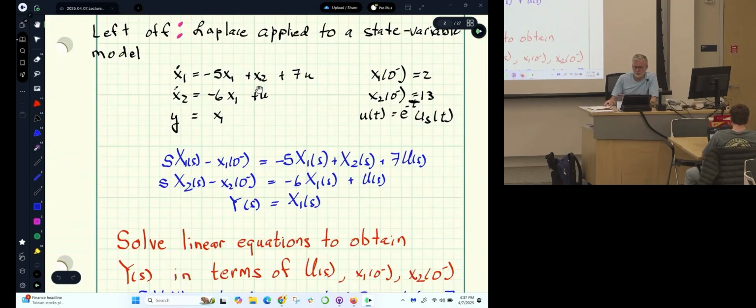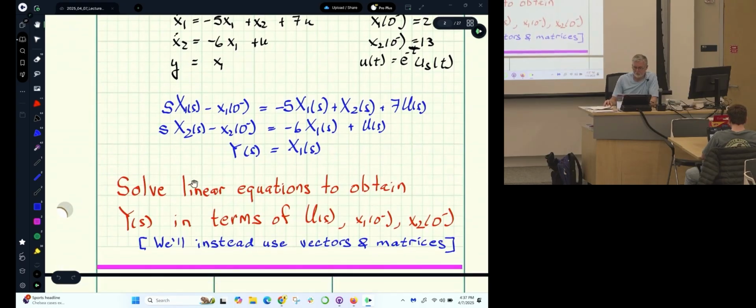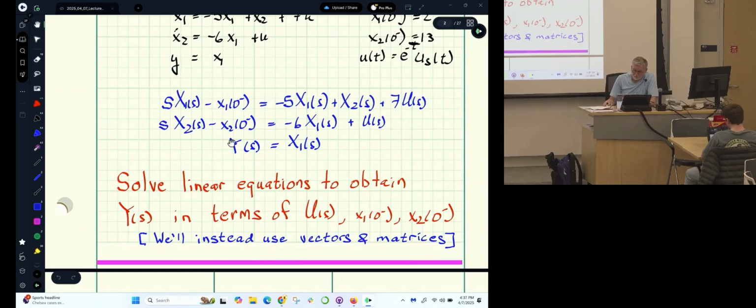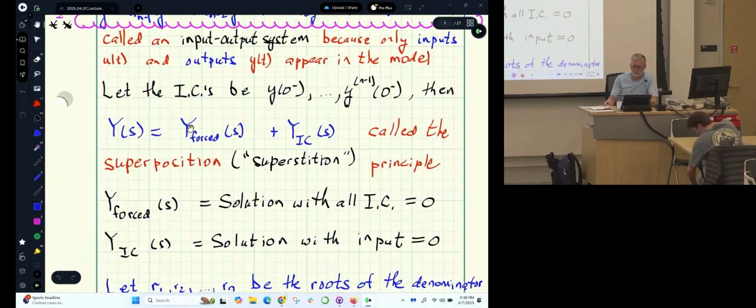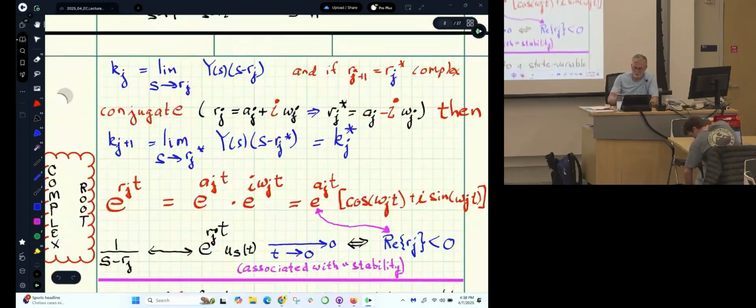So this part is just bookkeeping. If we do Laplace on this is where we left off. Laplace transform of x1 dot, that's s x1 of s minus x1 of 0 minus, and then minus 5 capital X1 of s plus x2 of s plus 7 capital U of s. And we do the same thing for the second row. And here, capital Y of s is just capital X1 of s. And we could solve for y in terms of the initial conditions and the input and get something that looks very similar to this, y forced plus y initial conditions.